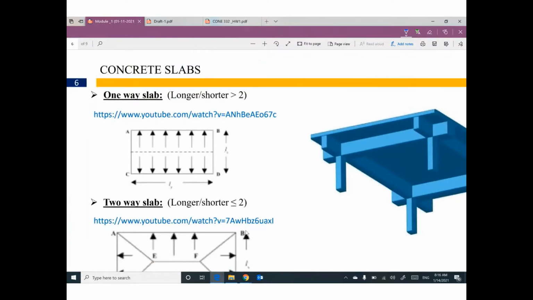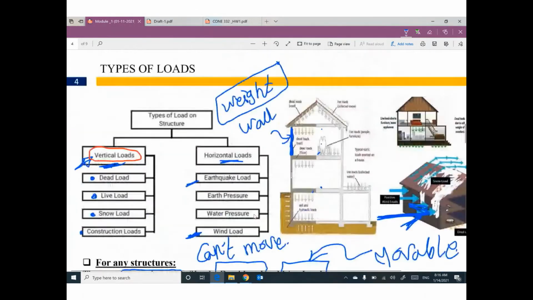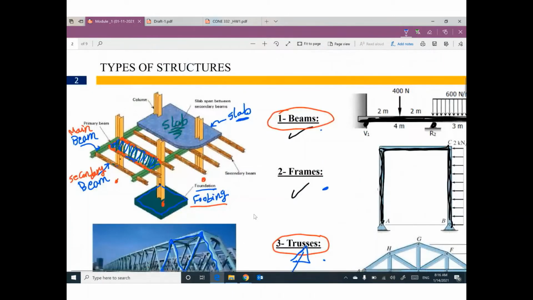Sometimes your slab can be called one-way slab. Sometimes it can be called two-way slab. So your answer for my question is not all of them or both of them. Your answer will be: it depends. What is the type of this slab? If this slab is one-way, I believe only the brown beams will support it. If this slab is two-way, both the green and the brown beams will support it.